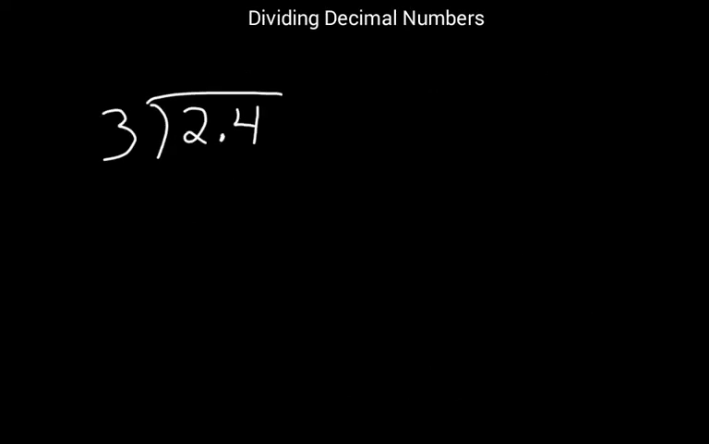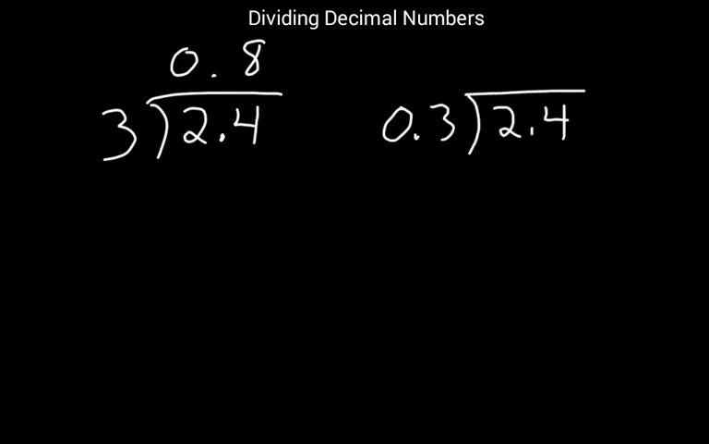When you divide a whole number into a decimal number, such as 3 into 2 and 4 tenths, you can divide it like it's 3 into 24, which would be 8, and then just bring the decimal point straight up. And it's convenient to put that 0 in there, so you see the answer is 0 and 8 tenths. If, however, you have a similar problem, but only make it 3 tenths into 2.4, you'll follow the procedure that you never divide by a decimal number.